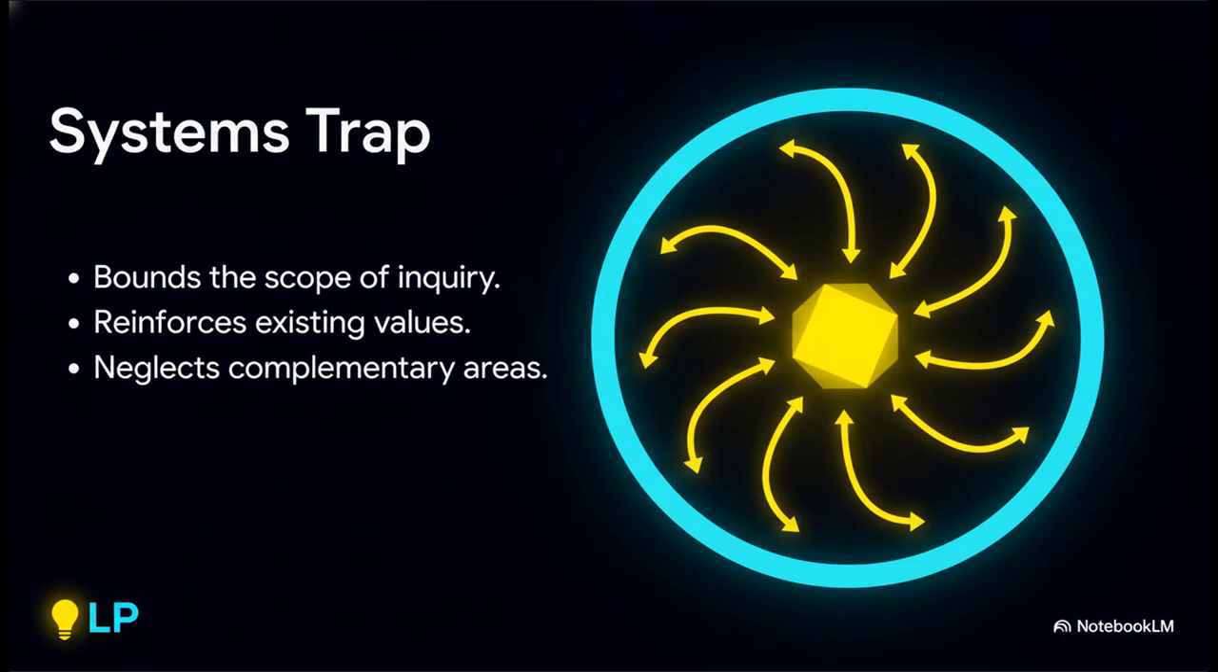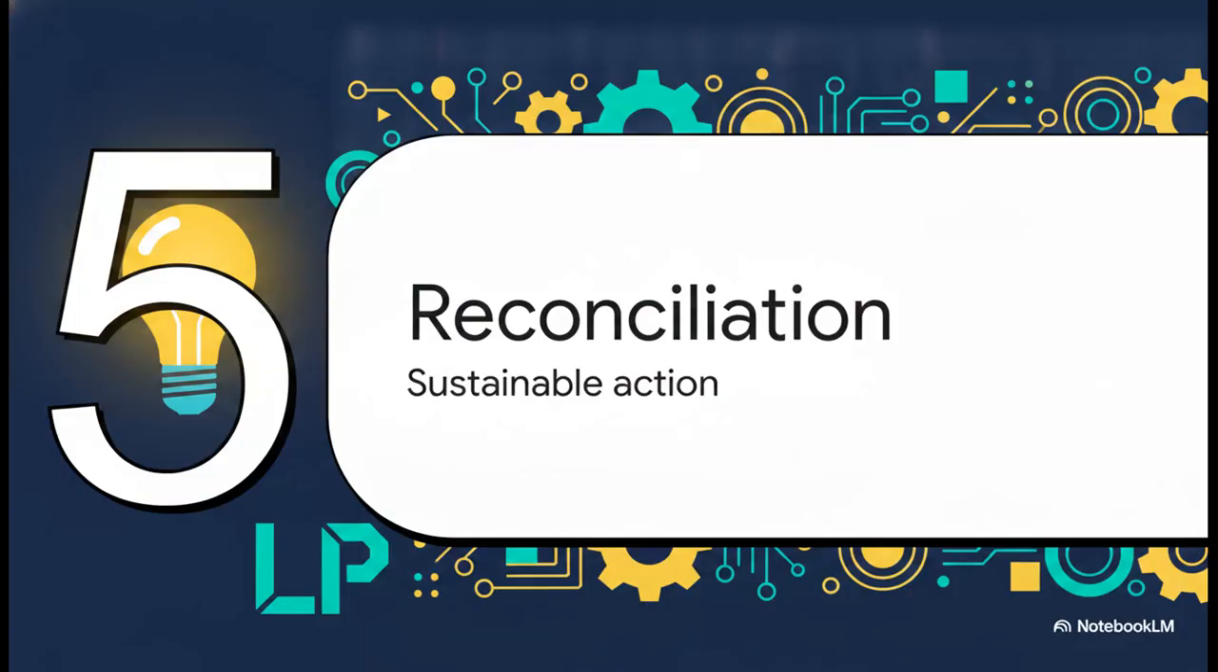When people fall into this system's trap, they bound the scope of their inquiry. It operates exactly as a success to the successful archetype, meaning individuals strictly reinforce the values they already possess while severely neglecting the complementary areas requiring their personal growth. They literally paralyze their own development because they refuse to learn from the opposing value. Finally, we hit Section 5, reconciliation and macro-integration.